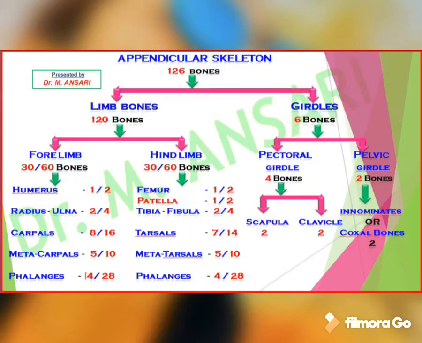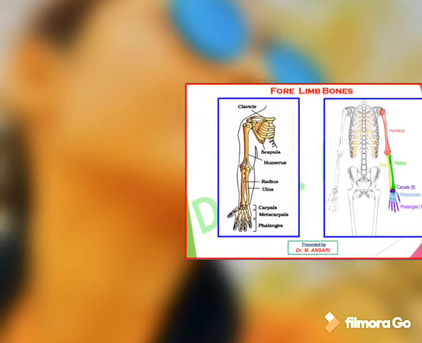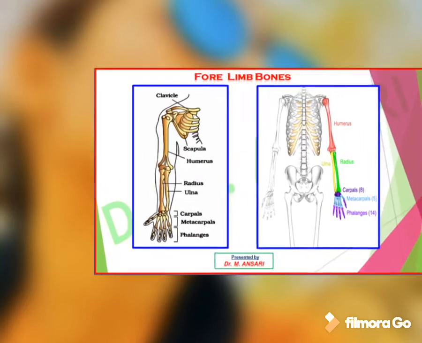There are 2 girdles in our body, in the form of the pectoral girdle and the pelvic girdle. The pectoral girdle or shoulder girdle consists of a total of 4 bones. These 4 bones include 2 scapulae and 2 clavicles. Like this, the pelvic girdle or hip girdle consists of 2 bones. These bones are called innominate or coxal bones.